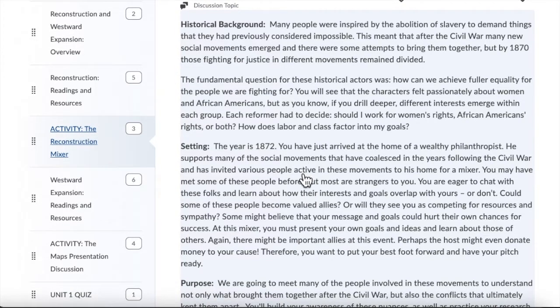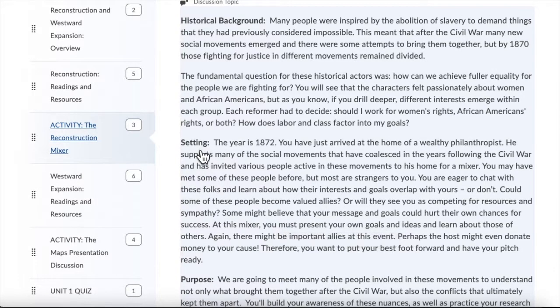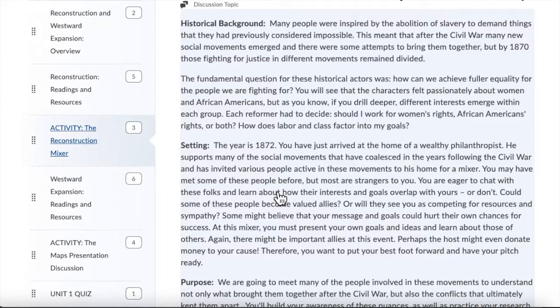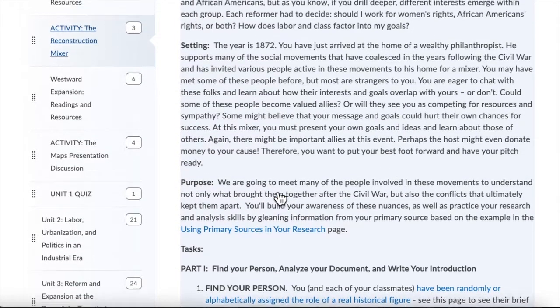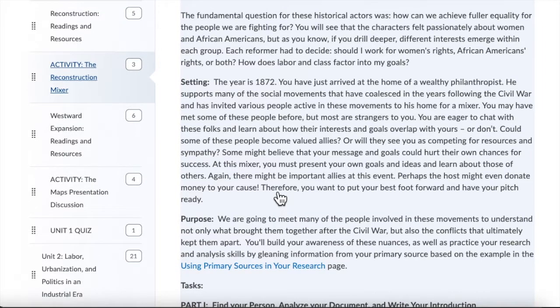So I'm not going to read through this because you can do that yourself. But at first I sketch the setting. I say, this is what you're supposed to pretend you're doing. You are at the home of a wealthy philanthropist in 1872. You have been assigned a role. We'll take a look at that in a minute. And you're supposed to explain how you're going to pitch a message that is supposed to convince the people at the party that they should support your cause.